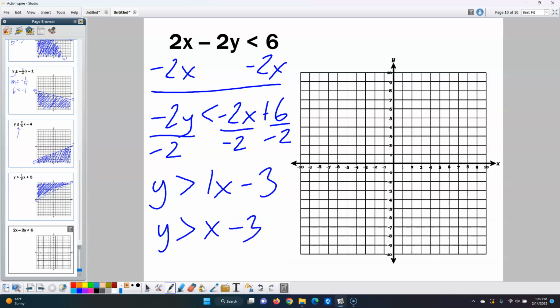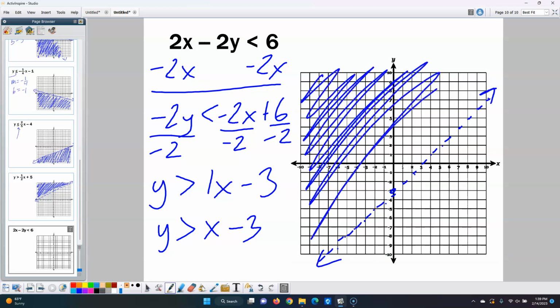So y-intercept is negative 3, and it's going to go up 1 over 1, I think. And down 1 over 1 this direction. It's going to be a dotted line. Does not have the equals to. It says y is greater than that line, so therefore I'm going to shade above the staircase. So all of that should be shaded up here.